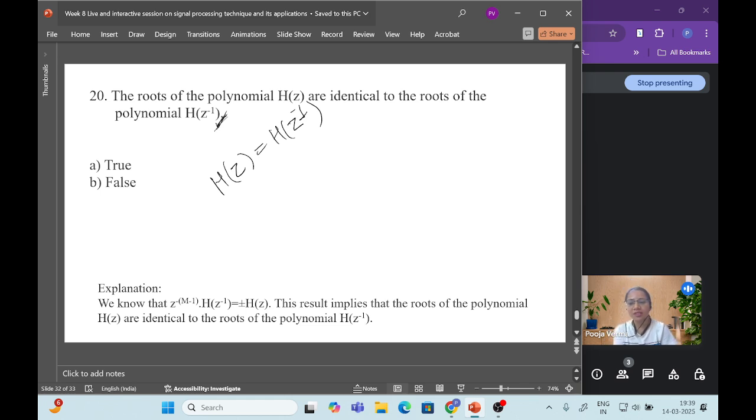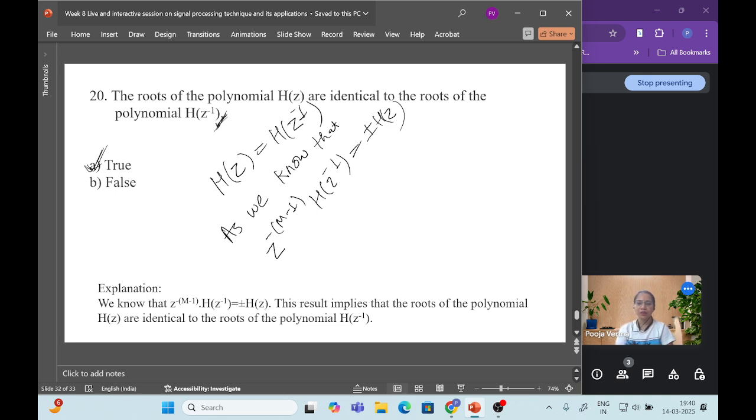Already we have described this equation, right? As we know, z^(M-1) H(z inverse) is equal to plus or minus H(z). So this result implies the roots of the polynomial H(z inverse) are identical to the roots of the polynomial H(z). So this statement holds true. From here we can say that the roots must be identical in both.